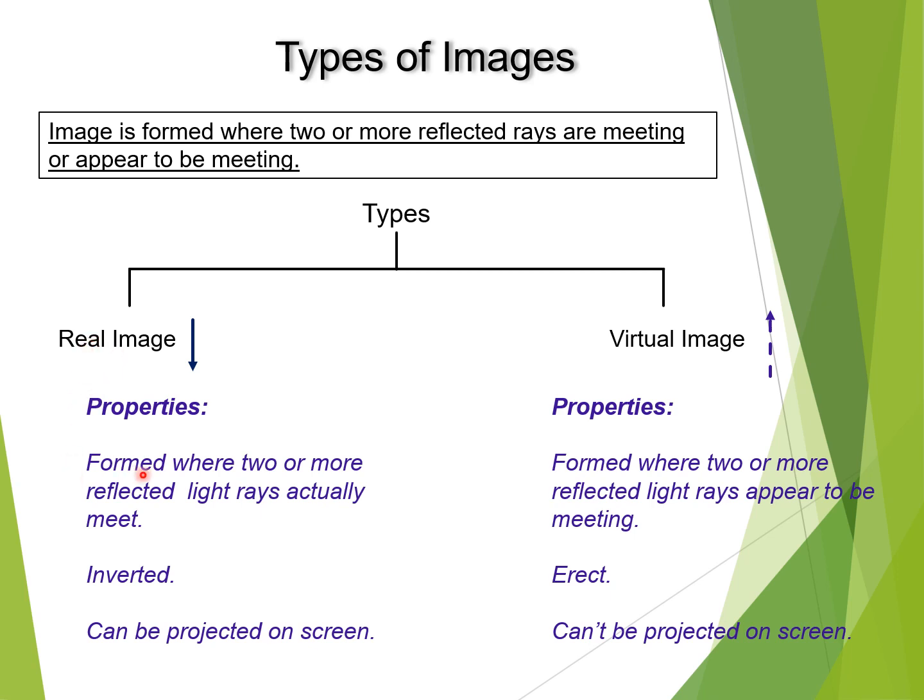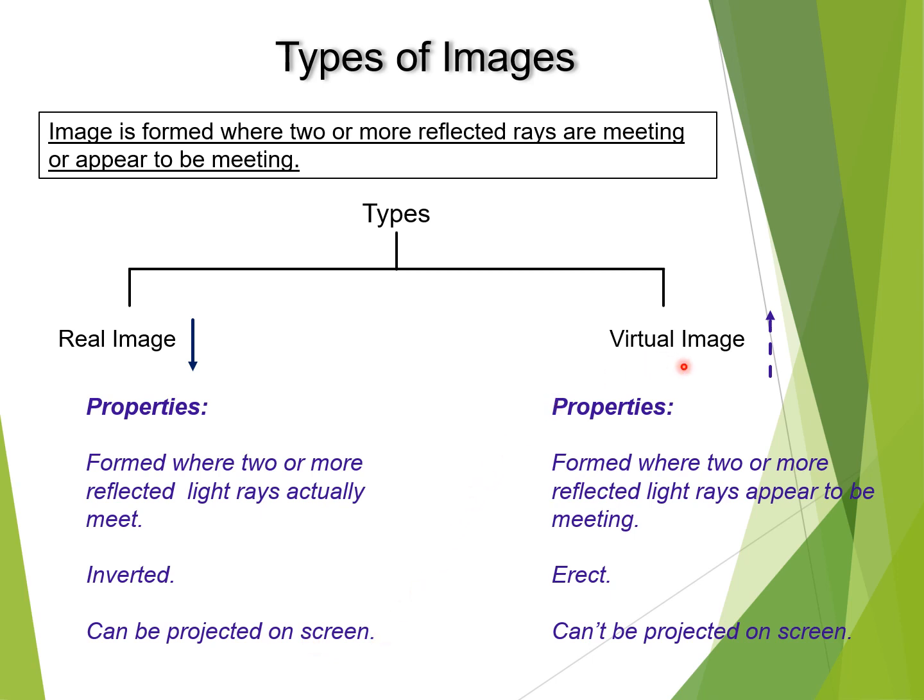The first property is that a real image shall be formed where two or more reflected rays are actually meeting. Then this real image shall always be inverted, as can be seen here. This shall always be inverted. And the third property is that the real image can be projected on a screen.